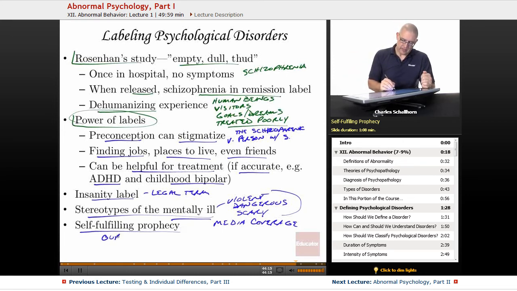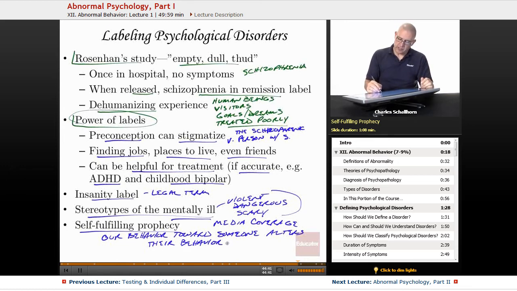But our behavior towards someone alters, and of course I'm having trouble with my spelling again, alters their behavior. And what that will do with the self-fulfilling prophecy is confirm our bias. So if I think someone is going to be dangerous or scary, I might act in a defensive, aggressive way toward that individual.